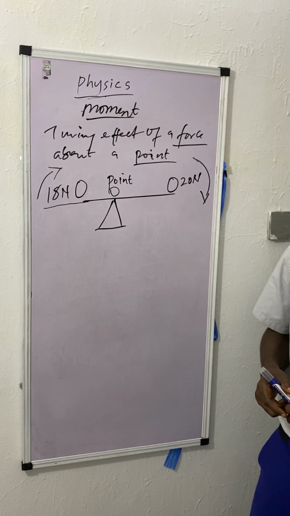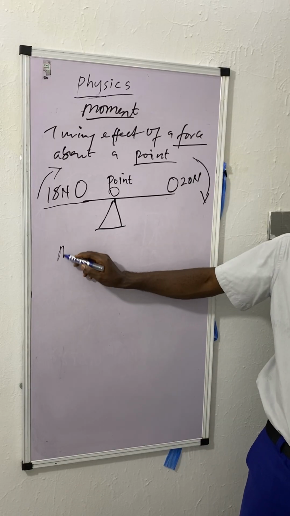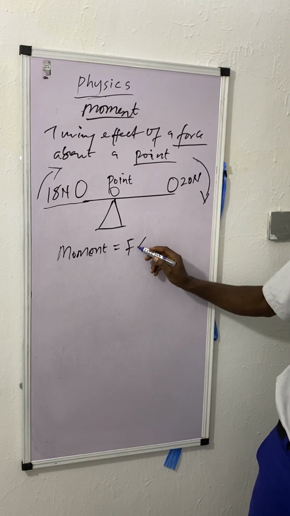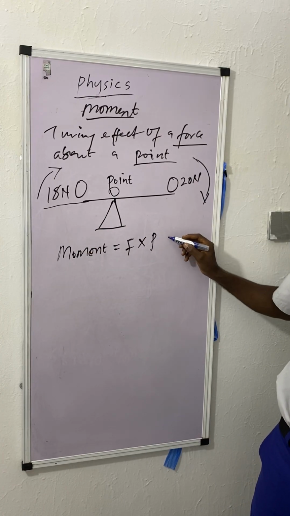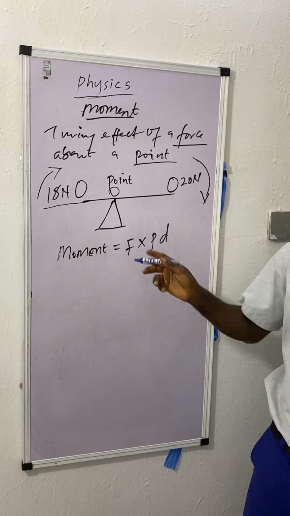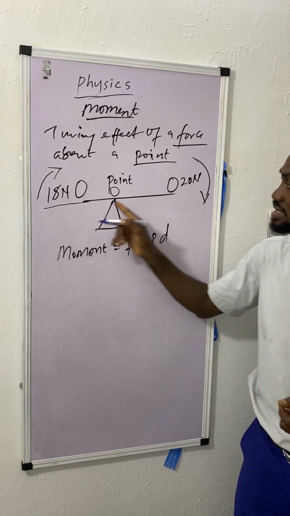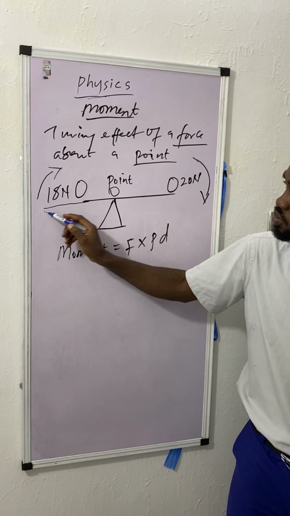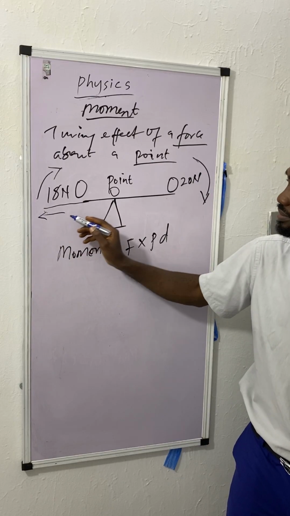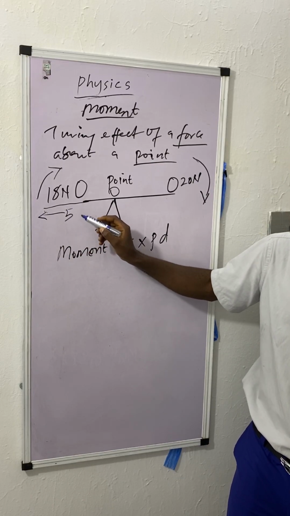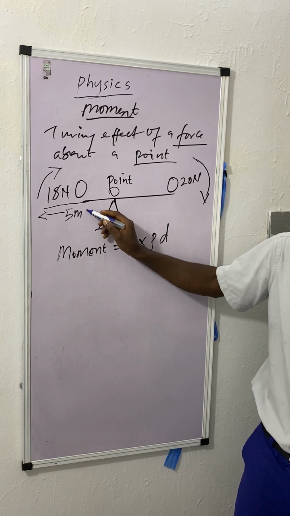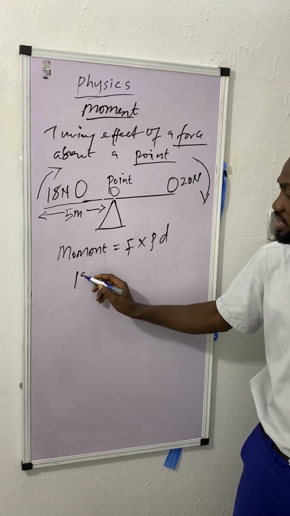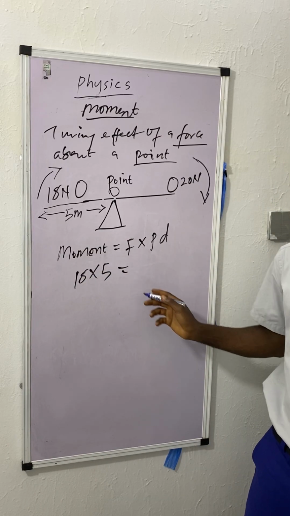First of all, let's write the formula of moment. Moment is equal to force times the perpendicular distance. Force times perpendicular distance. If the distance is given, you multiply by it. If they ask you to calculate the moment from here to here, let's say the distance here is 5 meters, and they say calculate the moment from A to B or from A to O, what do you do? You do 18 times 5. You get your answer. As easy as that.